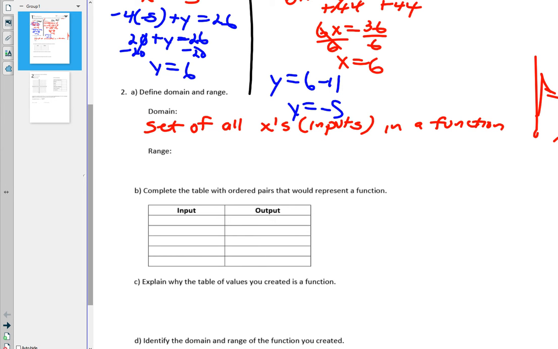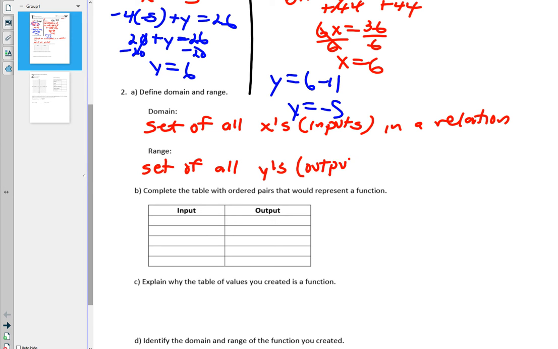Actually, even better than that, technically we don't need to say function. A more general word is relation, because you don't need to pass a function test in order to have a domain. What do you think range would be? Yeah, the set of all y's, or outputs, in a relation.